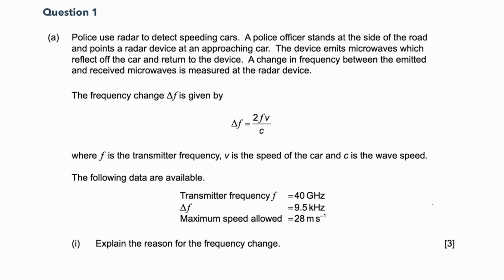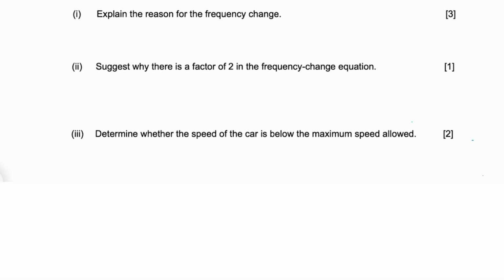The change of frequency is given by, and we have this equation here, where f is the transmitter frequency, v is the speed of the car, and c is the wave speed. The following data are available. Okay? 1. Explain the reason for the frequency change, and we have 3 marks for that. So the first mark will explain the Doppler shift.